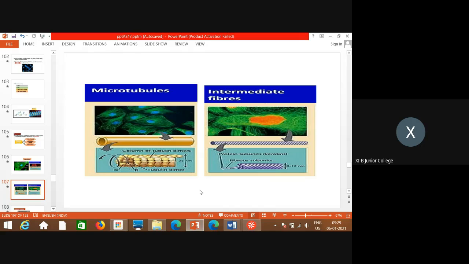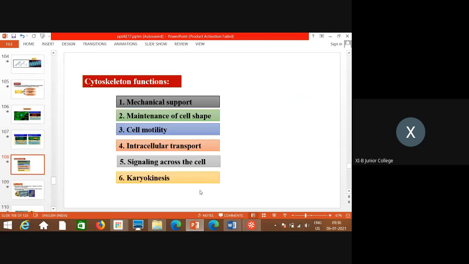These three types of filaments, which are made up of specific types of proteins, make a structure or frame. That's why they are called the cytoskeleton. They give the skeleton, shape, or structure to the cell. So what are the functions? It gives mechanical support and maintains the cell shape. Because of these filaments only, cell shape is maintained. Also it gives mechanical support or strength.